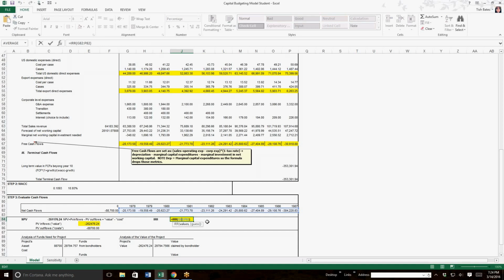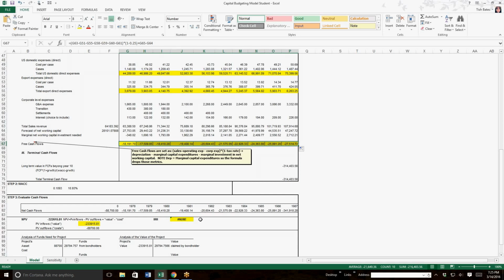75 to 100 is 34%, and 50 to 75 is 25%. But they're just saying that for this book. So let's just do 25. Yeah, that'll be a little more accurate. There we go. Okay, so terminal cash flow.